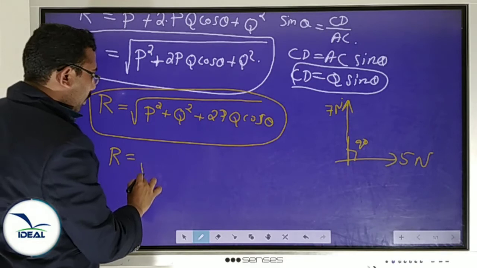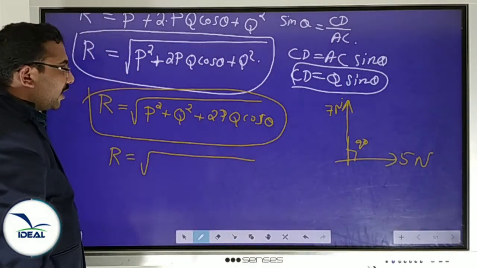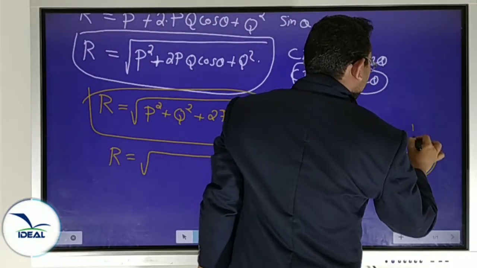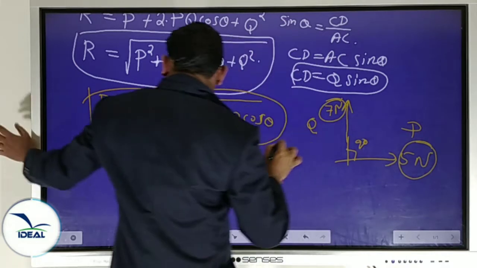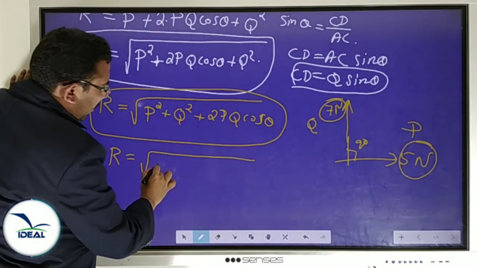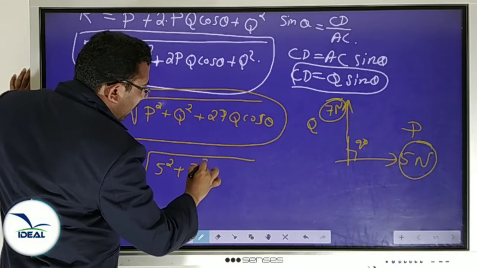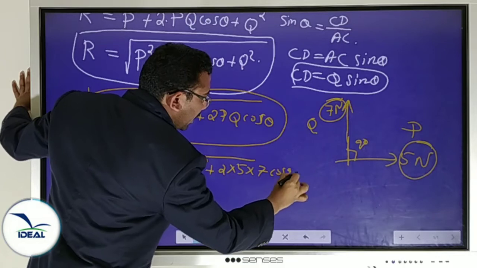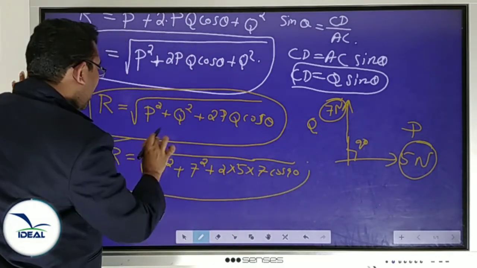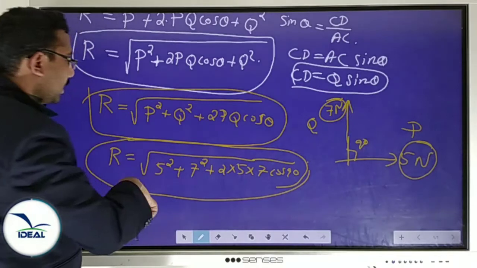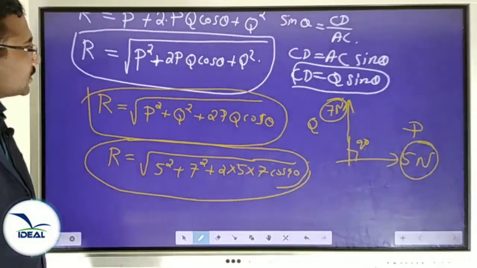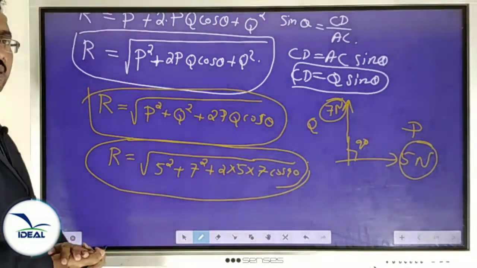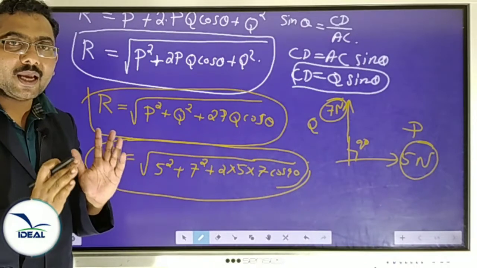Magnitude of resultant R equal to, first put the values in this equation. We can take 5 newton as P and 7 newton as Q. Then R is equal to root of 5 square plus 7 square plus 2 into 5 into 7 into cos 90. Using the calculator, we can find out the magnitude of the resultant, that is the net force. We just find the magnitude, only magnitude.